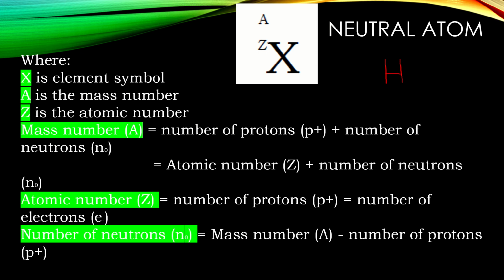Next will be the letter Z. Z stands for the atomic number of an element. So the atomic number of an element will be seen in the periodic table. So for hydrogen, the atomic number of hydrogen is 1. Number 1.